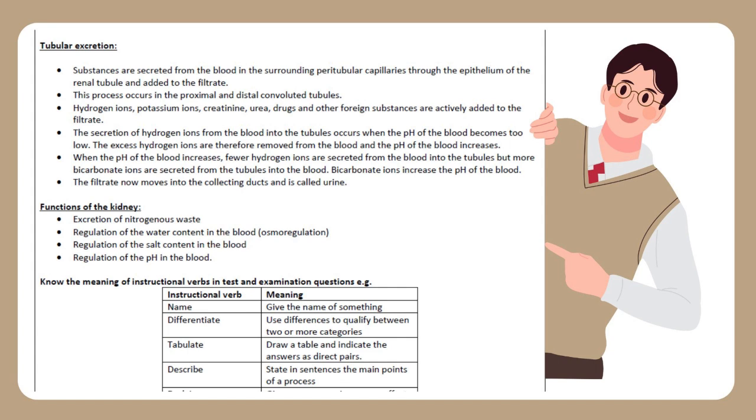The secretion of hydrogen ions from the blood into the tubules occurs when the pH of the blood becomes too low. The excess hydrogen ions are therefore removed from the blood and the pH of the blood increases. When the pH of the blood increases, fewer hydrogen ions are secreted from the blood into the tubules but more bicarbonate ions are secreted from the tubules into the blood. Bicarbonate ions increase the pH of the blood. The filtrate now moves into the collecting ducts and is called urine.